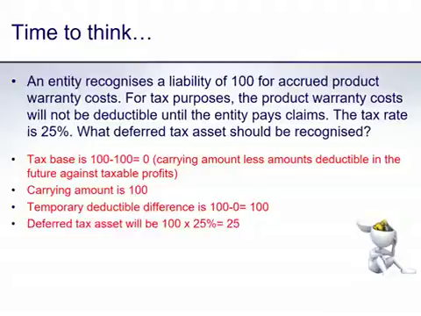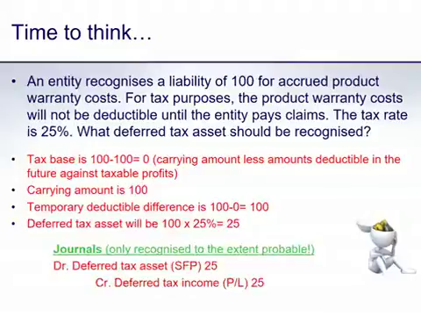The journal entry to record it would be a debit to deferred tax asset on the balance sheet of 25, a credit to deferred tax income in profit or loss of 25. But remember, we are limited to recognizing a deferred tax asset only to the extent that we believe we'll be able to utilize that deferred tax asset. And we'll only be able to utilize a deferred tax asset if we've got taxable temporary differences in future periods, or if we believe we will have sufficient taxable profits against which we can claim these deductions.